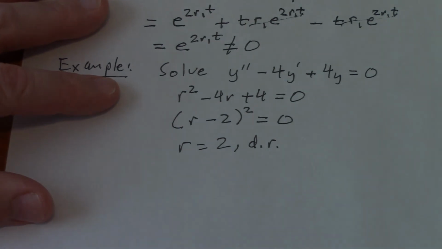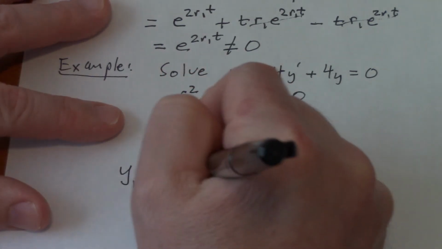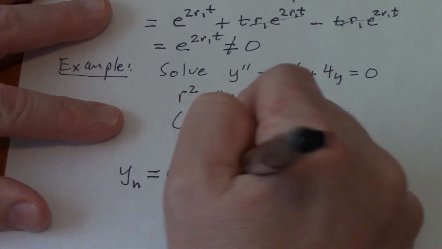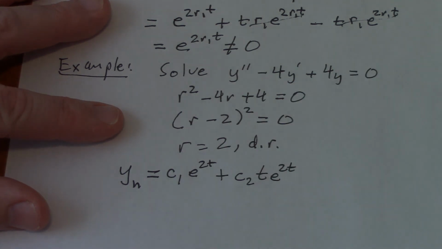So what is the general solution for the homogeneous equation? It is C1 e to the negative 2t plus C2 t e to the negative 2t. Done. Move on. Next question. Pretty easy, right? All right, case 3 coming up.